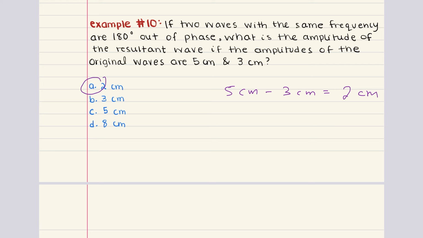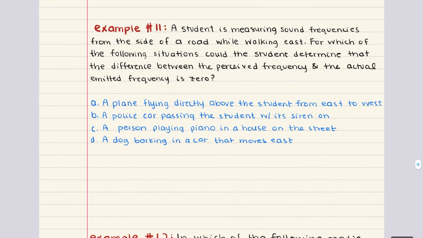This result occurs because the larger wave partially cancels the smaller wave, leaving a resultant wave with an amplitude equal to the difference between the two. Again, the amplitude of the resultant wave is 2 centimeters, and the correct answer is A. Let's move on to problem 11.